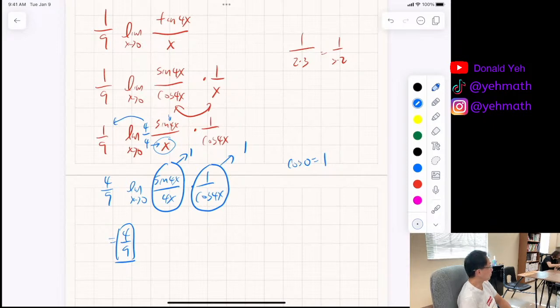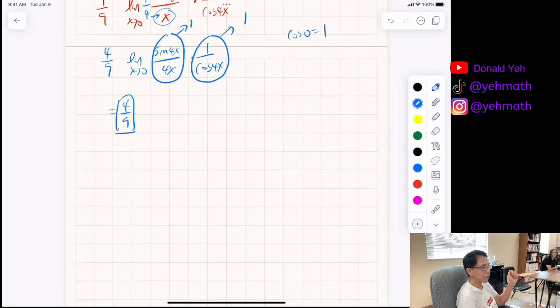That's only when x approaches 0. Good question: will it always be x with trig? I could have x approaching something else, and all you have to do is plug in that something else. Okay. Because the trig limit only applies when the limit is x approaching 0.